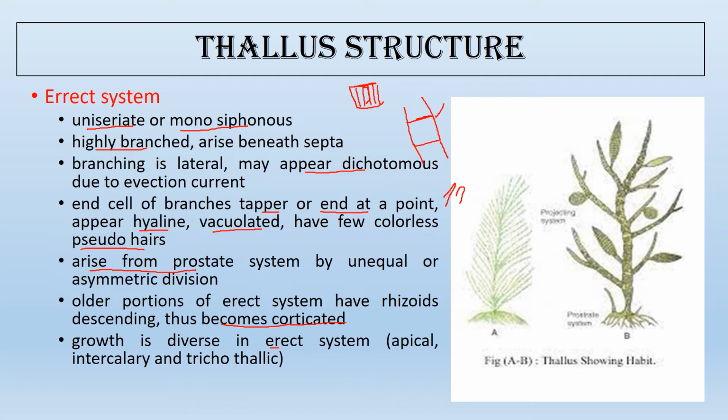So growth in the erect system is diverse. That is, it can be apical, it can be intercalary, that is, cells at an intermediate position also divide to increase length, and it can also be trichothallic. We observed that in the prostrate system it was only apical growth.